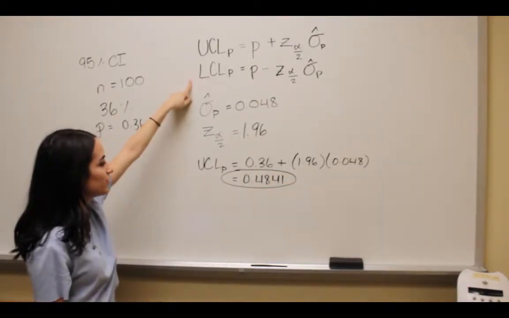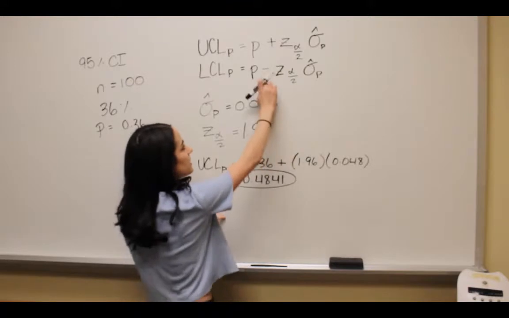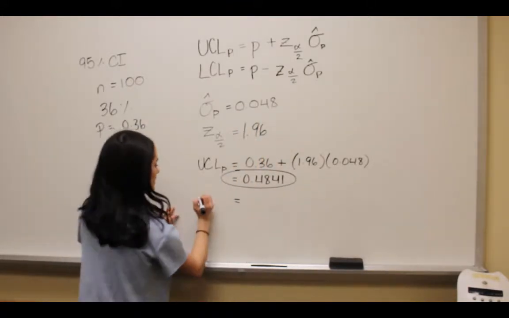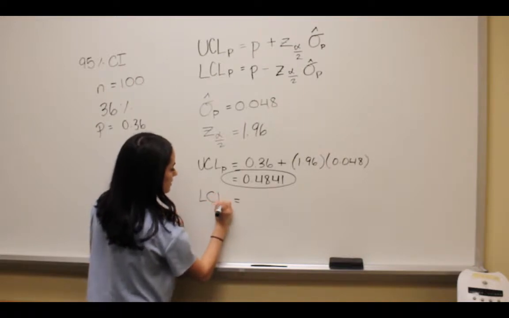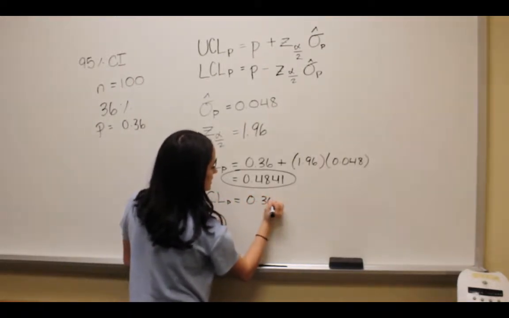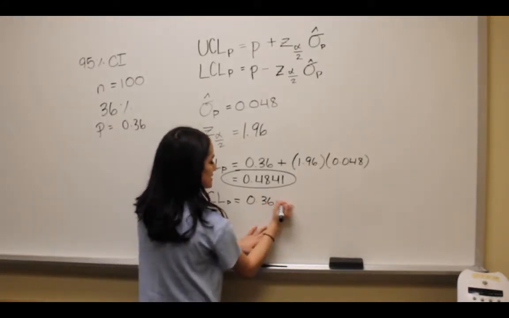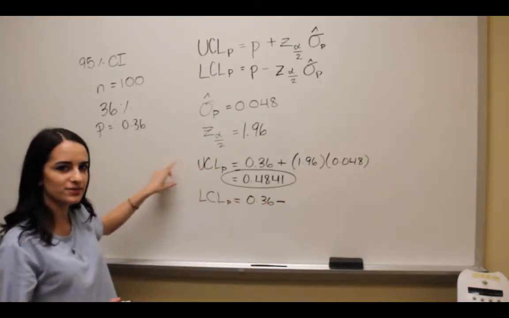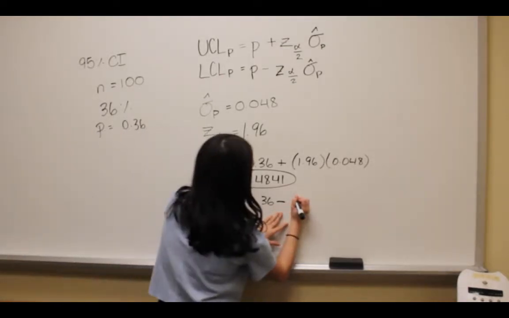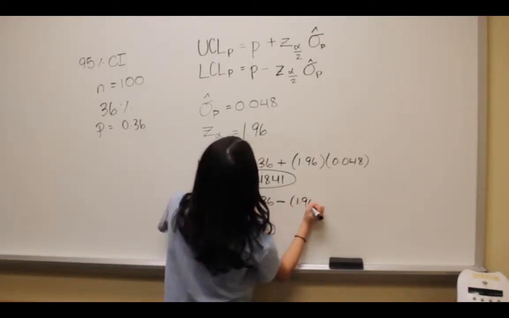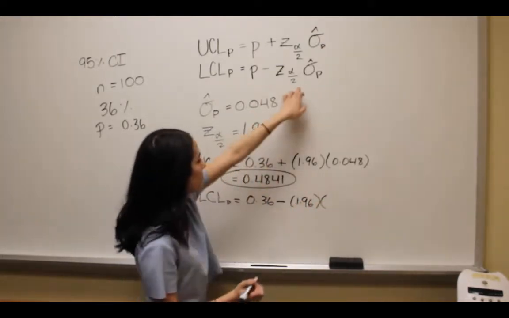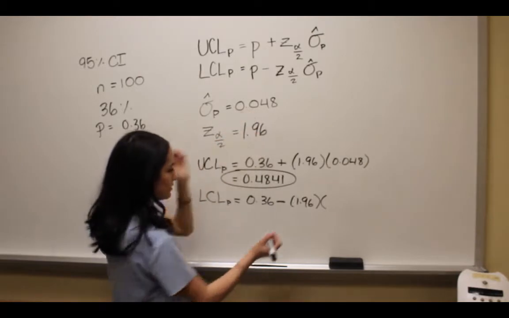To solve for the lower one, you plug in the same numbers, but instead you'll subtract. But in this case, for clarity, I'll write it all out again. So the lower confidence level, you get 0.36, and in this case, again, minus, because you're trying to find the upper bound and the lower bound of an interval. So you subtract it, and you get 1.96, which is the z we solved for, and then you multiply that again by the standard error we solved for.